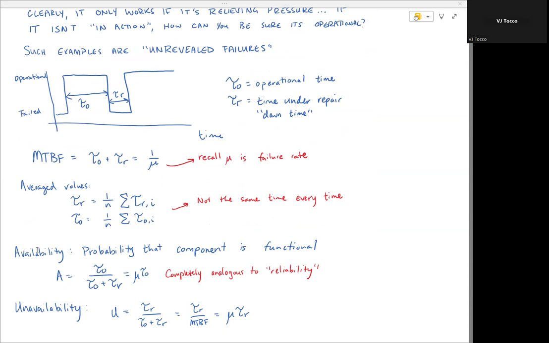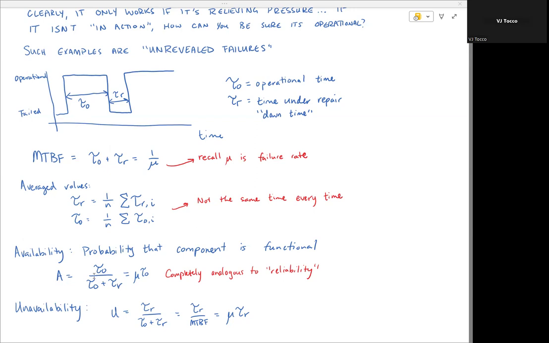The availability, which is a key thing that we'll talk about, is the probability that a component is functional. And obviously for a chemical process, you aim to have all of your equipment as available as you possibly can. 100% availability is the absolute goal. So I'll define availability as tau 0, the operational time, divided by the total time.